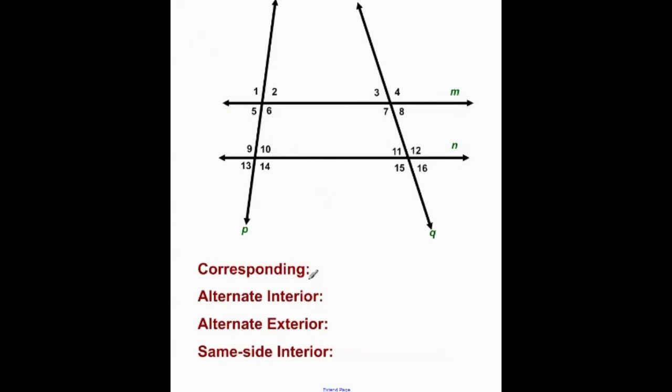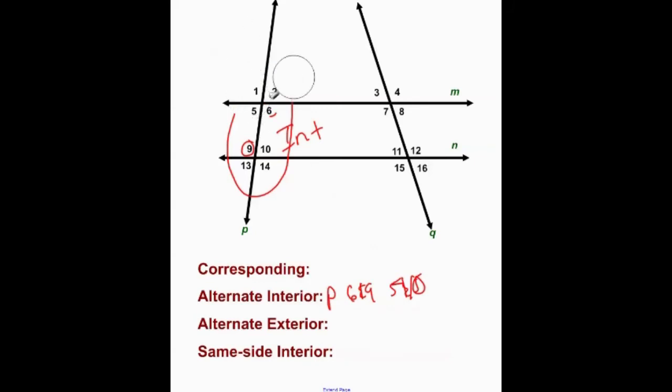And now let's take a look at alternate interior. Interior, you have to look at the two lines first. So I'm going to call this my transversal and this my two lines. So this will be the interior of the two lines. Here's my transversal, and I'm going to talk transversal P. Alternate interior means they alternate. So if I pick this guy right here, I walk over to the alternate side and go to 9. So 6 and 9, 5 and 10. And that was this transversal.